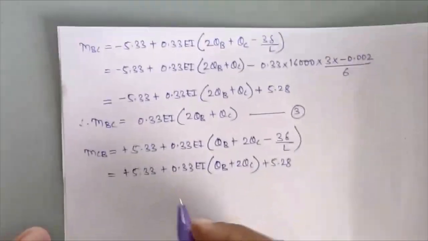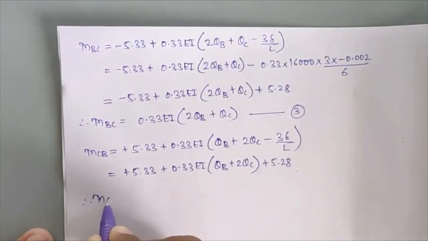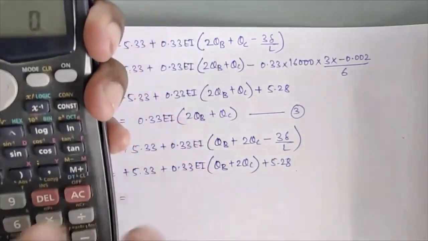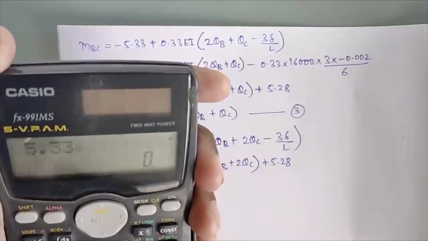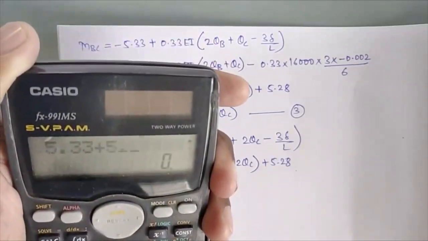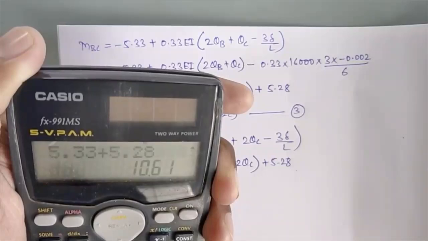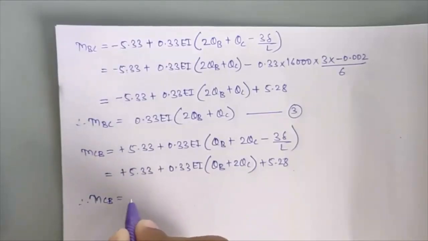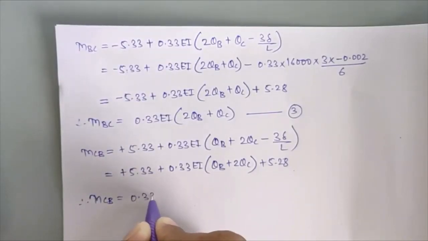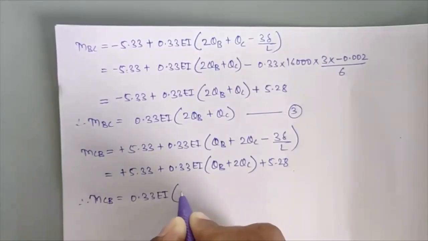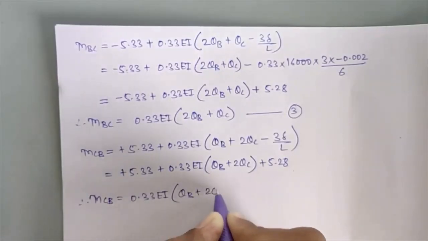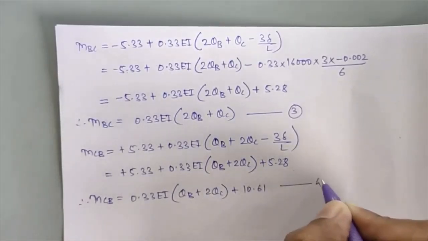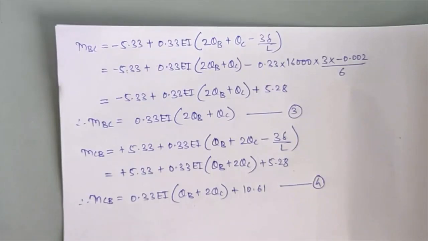Okay, so simplifying this, what do I get? MCB is equal to 5.33 plus 5.28, almost I get 10.61, that is 0.33 EI into theta b plus 2 times of theta c plus 10.61, that I get as equation number 4 over there.